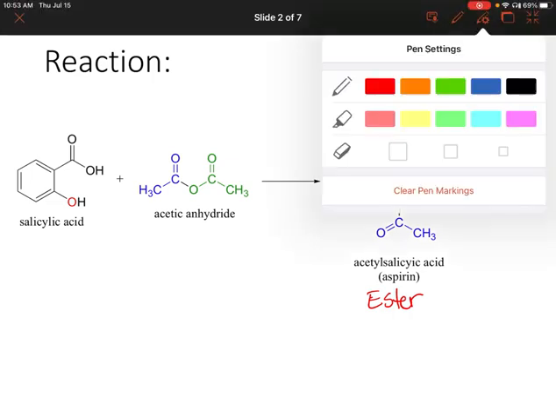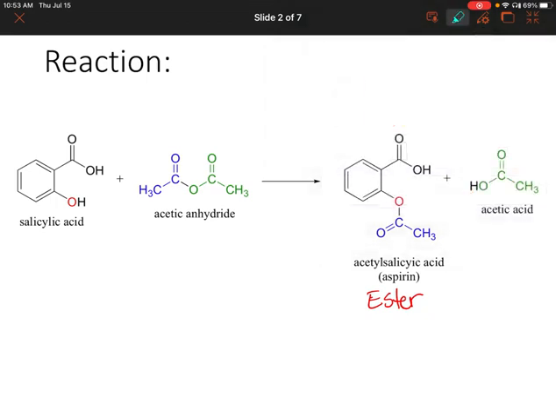So in this reaction, the first part of the acetic anhydride molecule is going to create a new bond with the alcohol on salicylic acid. And then the other part of the acetic anhydride molecule will create a bond with the hydrogen from the alcohol on salicylic acid. So we end up with two products: our ester, which is aspirin, and our byproduct, acetic acid.